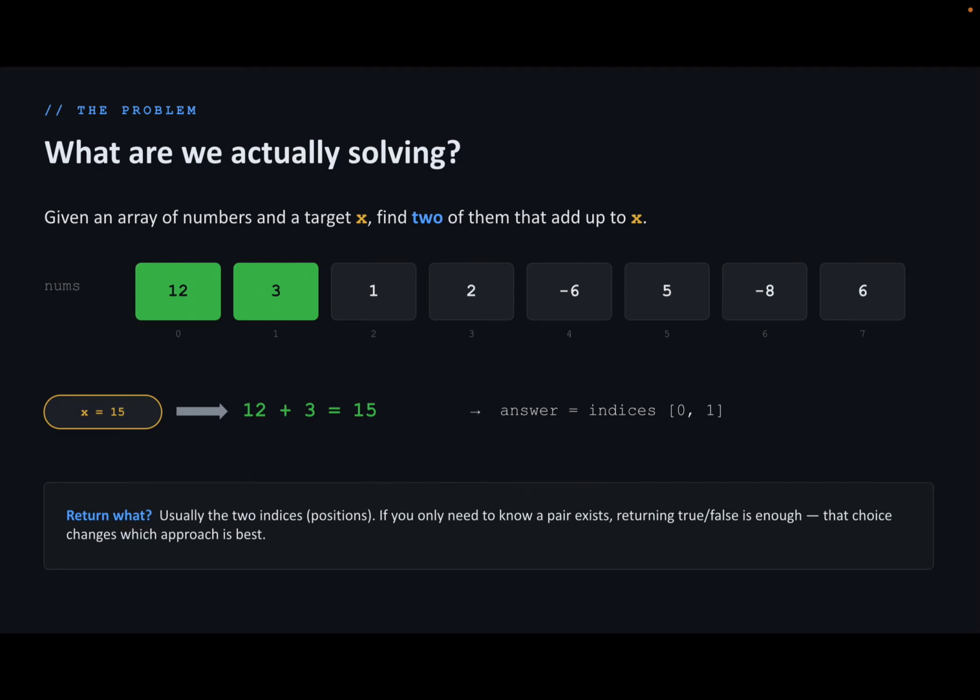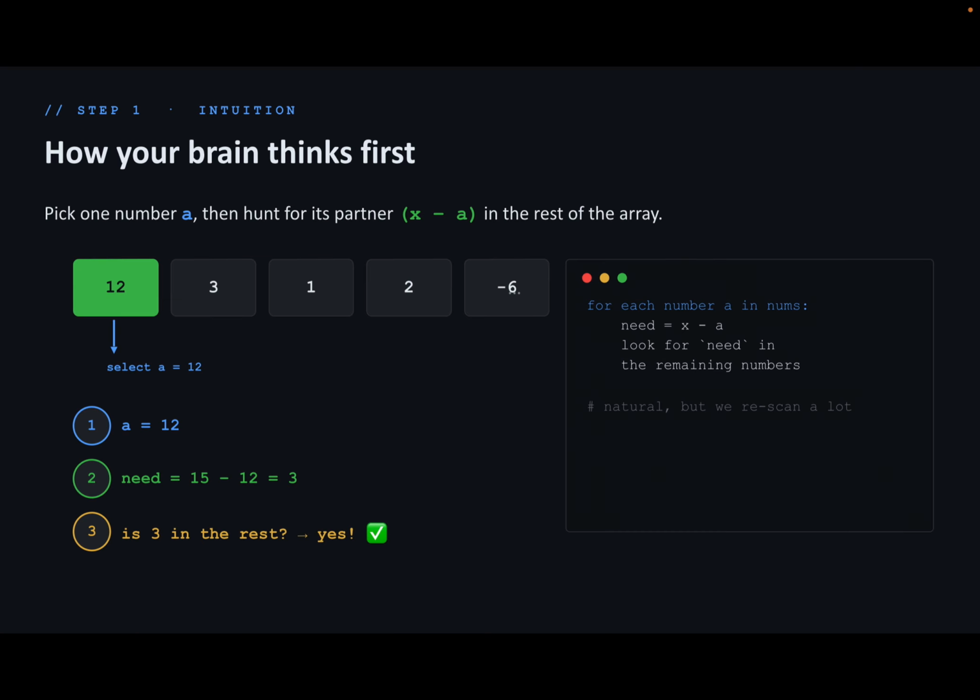So here's the problem. You have an array and a target, I'm calling it x, and you need two numbers that add up to x, and you have to return their indices. Say for 15, you have 12 and 3, so its indices are 0 and 1. One more thing to keep in the back of your head is whether you need to know that a pair exists or the actual indices, because that will later change our approach.